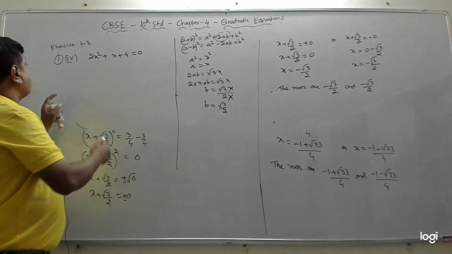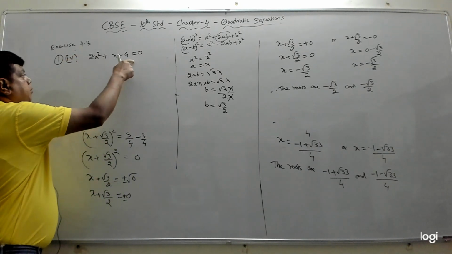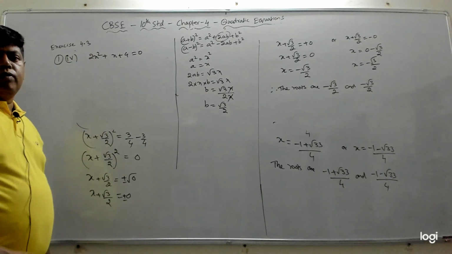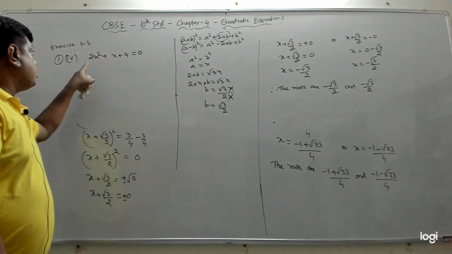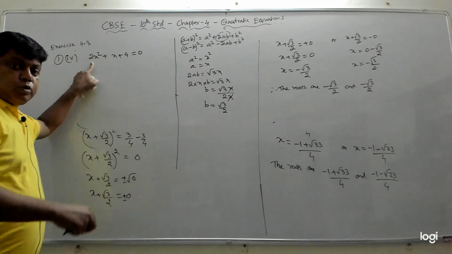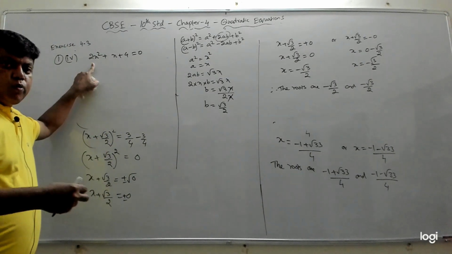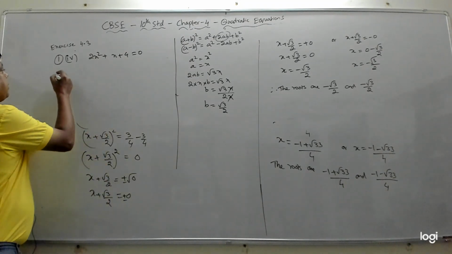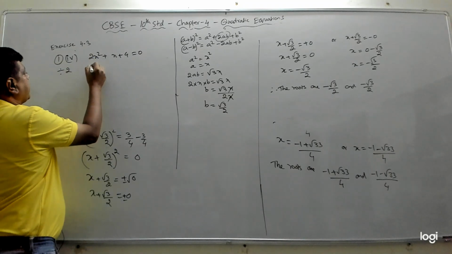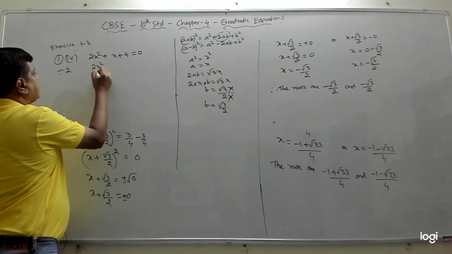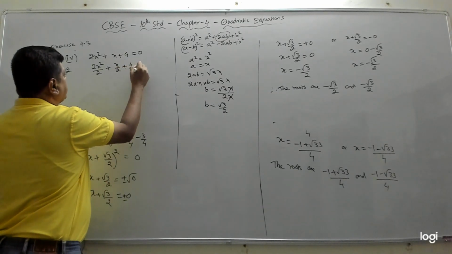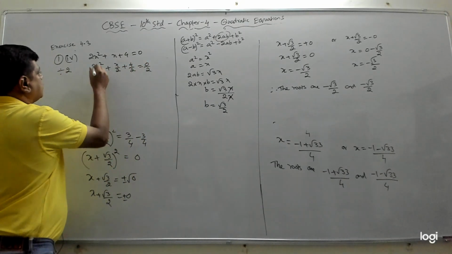Now again, the first step for the method of completing square is what? We should make sure that the coefficient of x square is 1. But the coefficient of x square is 2, so we should make it 1. How do we make it 1? We have to divide by 2 throughout. So you get 2x square by 2 plus x by 2 plus 4 by 2 equal to 0 by 2. This will get cancelled.